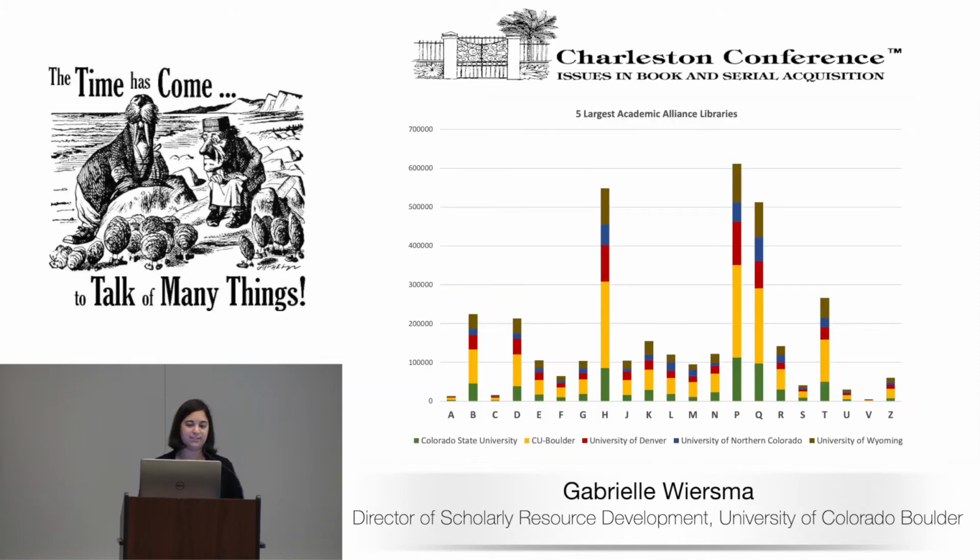So one of the things that we're looking at is what the collection strengths are currently. And so I created this chart in Excel of the 5 largest academic libraries in the Alliance, just to really quickly see across the LC ranges where we are focusing a lot of our collection attention and to think about where we might want to start building collections.